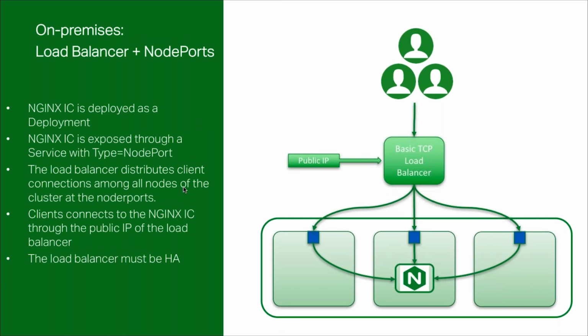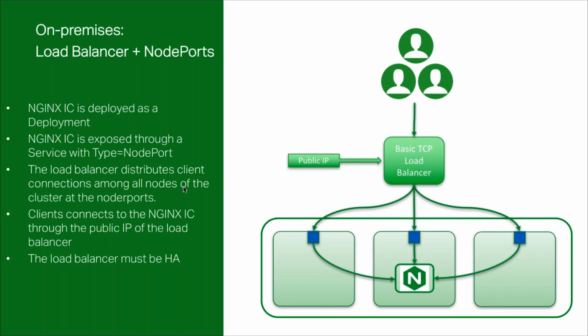Another option for on-premises clusters is to expose the Ingress controller through a basic TCP load balancer. In this case, you would use a deployment resource to deploy the Ingress controller pods. And for simplicity, on this diagram, we have only one Ingress controller pod. However, we can have as many pods as we need.